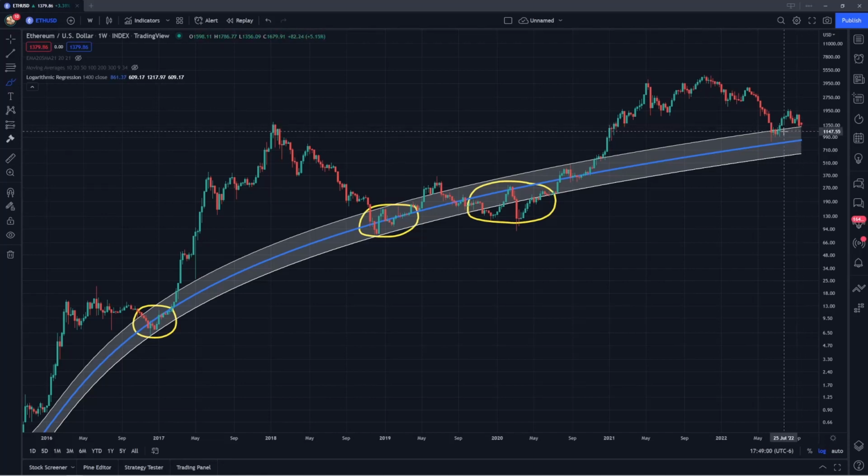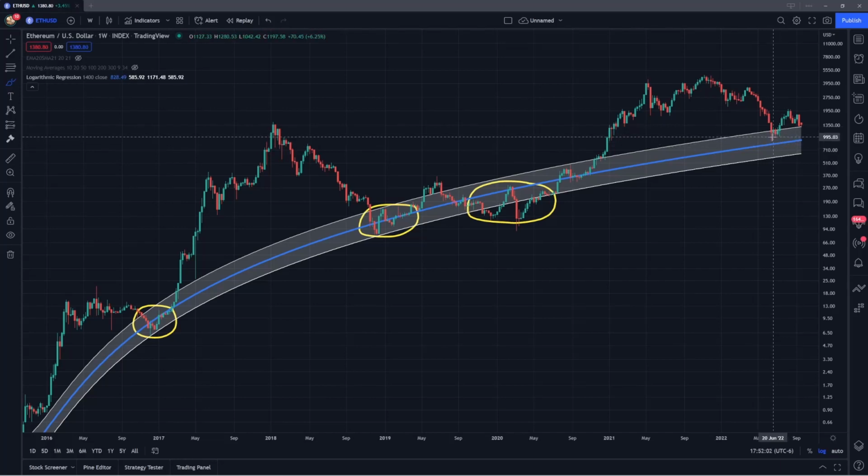For example, back when we first entered this logarithmic curve, I first started to accumulate Ethereum at the top of the band around $1,200. And then as we got further and further in, I started to accumulate more and more, with my second longer term DCA buy around $1,000, which is the midpoint between the upper curve and the mid curve.